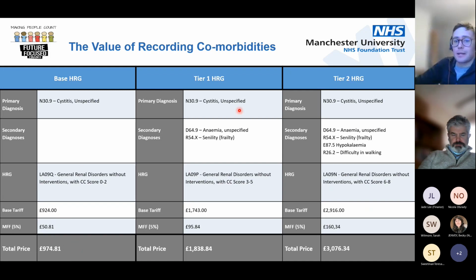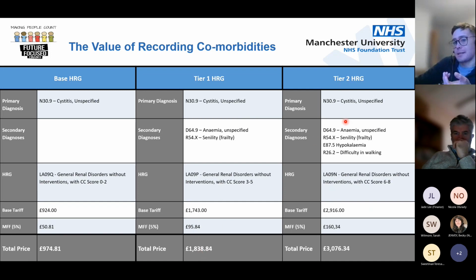But then if we go into the next tier, it's also documented that the patient has anemia and is recorded as being frail. So we've got these two comorbidities that get added. The HRG stays the same as that LA09, but the last character changes from a Q to a P. So we've gone to the next tier within that group, and that gives us a CC score of 3 to 5, and that's added almost £1,000 to the base tariff. Market forces goes up a little bit, and we get £1,800. That's a big uplift just for those two comorbidities.